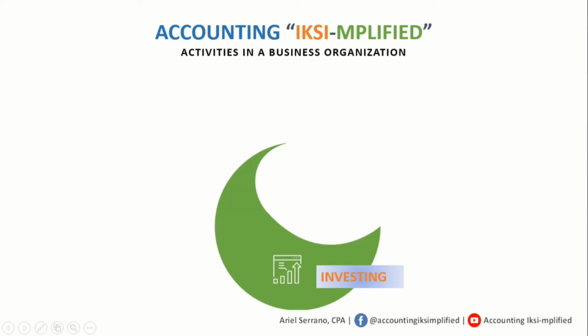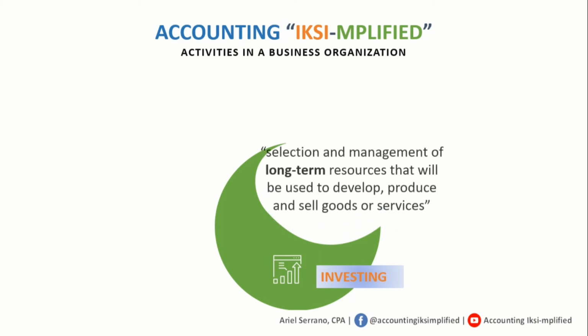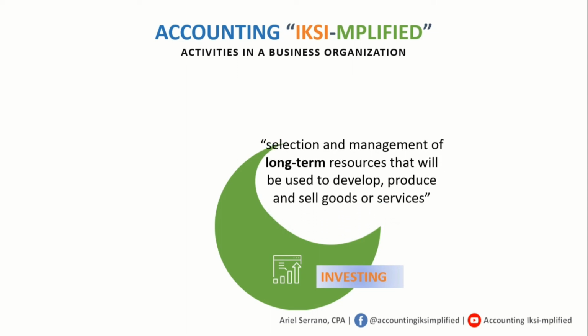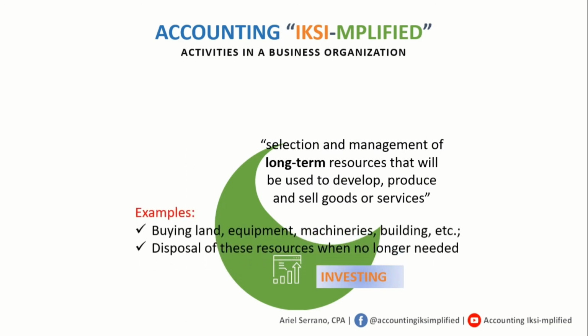The second one is the investing, and by investing activities, these are the selection and management of long-term resources that will be used to develop, produce, and sell goods or services. So in here, we are talking of long-term resources. And some examples are purchasing or buying of land, equipment, machineries, building, and the disposal of these resources when no longer needed. So, for instance, you purchase a land for you to develop your own property, which will be eventually sold. So, these are investing activities. You purchase computers because you need this in the business. You will be utilizing this in the long term. So, these are investing activities.